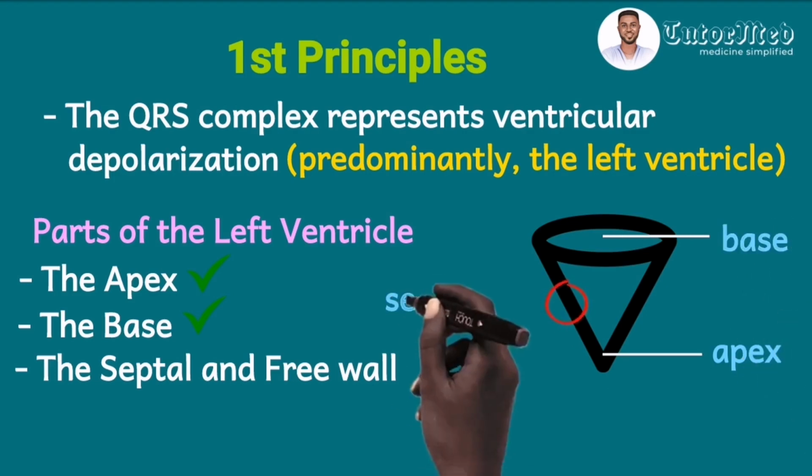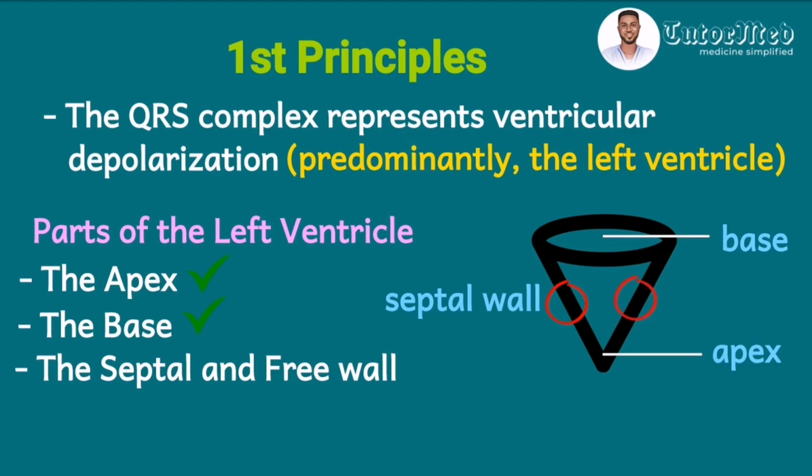Now this is the septal wall. And this part shares a boundary with the right ventricle. And this right here is the free wall. Now the point here is that all these parts contribute to the depolarization of the left ventricle, producing waves. That is why the resultant ventricular depolarization is a complex instead of a single wave. Worth mentioning here is the fact that of all these parts, the septal wall is the first part to depolarize, followed by the apex and the base.